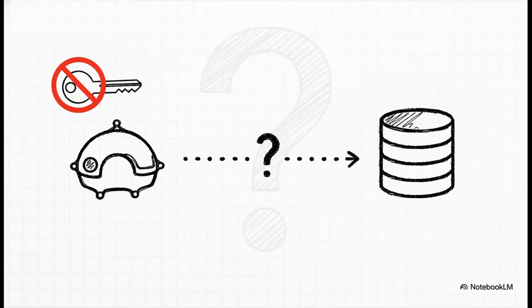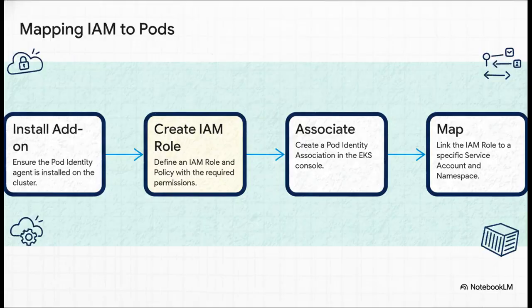Just imagine your application. It's running in a pod and it needs to read a file from an S3 bucket. How do you give it permission to do that, and only that, without hard-coding secret keys right into your container? This is exactly where that pod identity agent comes in.